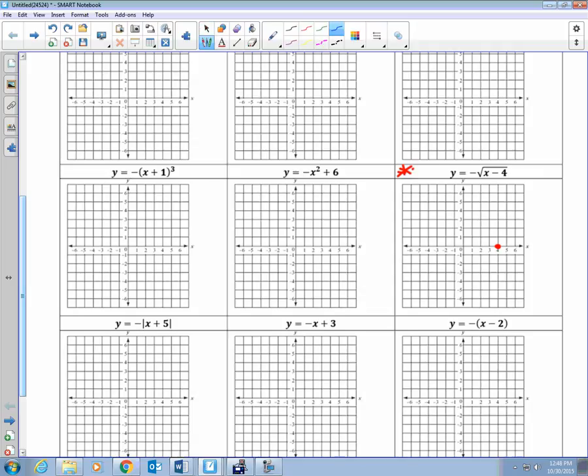I'll draw the parent function in blue. This is going to move 4 units over. Then the negative is going to do what? Flip it over the x-axis. So that's the shape.